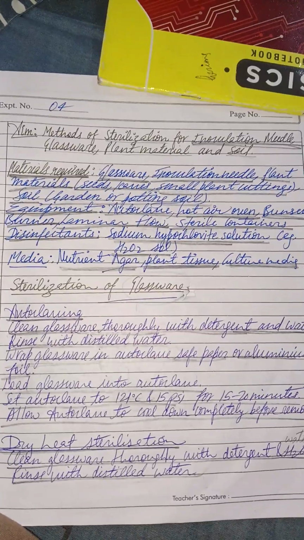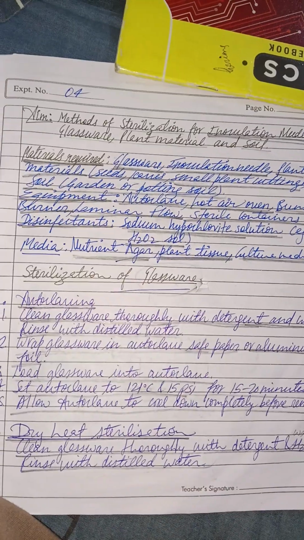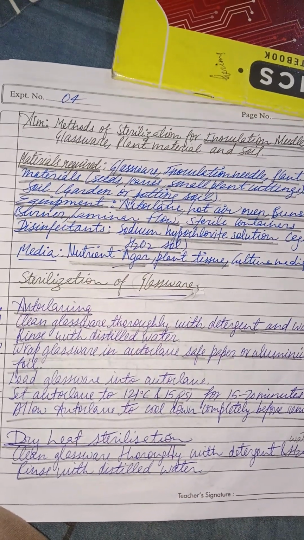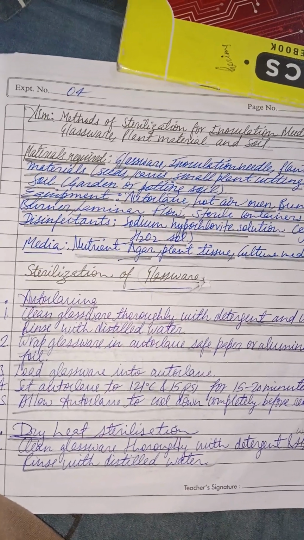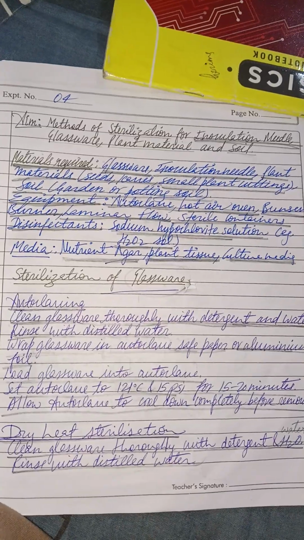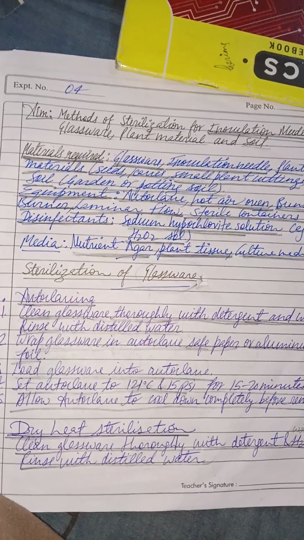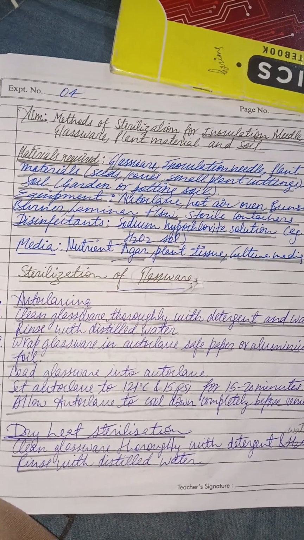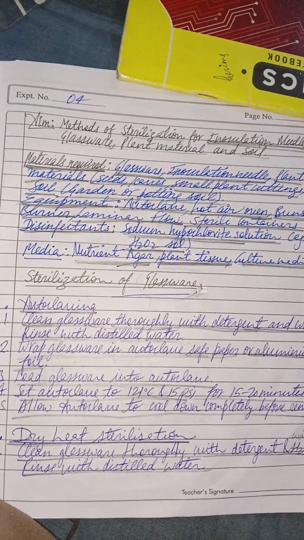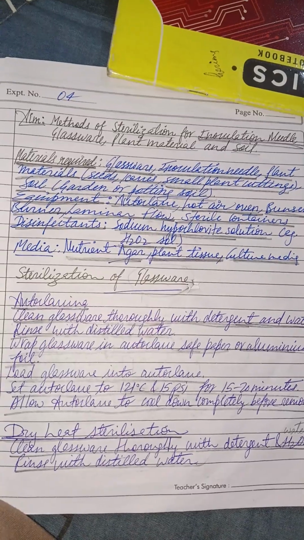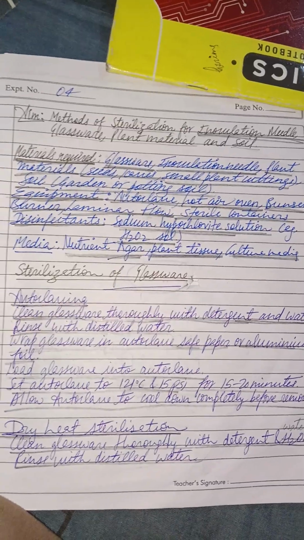Now, in this experiment, what are the materials required? Glassware, inoculation needle, plant materials. In plant materials, you may take seeds, leaves, small plant cuttings, soil, garden or potting soil. Equipment: autoclave, hot air oven, Bunsen burner, laminar flow, sterile containers which are free from any contamination, disinfectant such as sodium hypochlorite solution, for example hydrogen peroxide solution, and media. This is the medium which is required for the growth of microbes: nutrient agar for bacteria, PDA for fungi, plant tissue culture media.